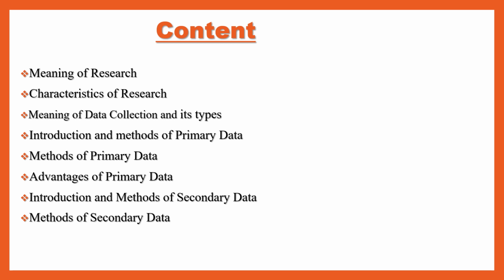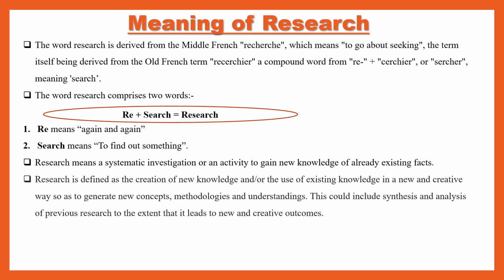So this is the content which we are going through in this presentation: the meaning of research, characteristics of research, meaning of data collection, methods of primary and secondary data, and the last one is an introduction to secondary data and the differentiation between primary and secondary data. Let's move to another slide, that is the meaning of research.